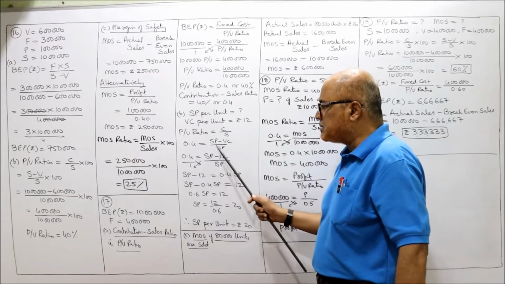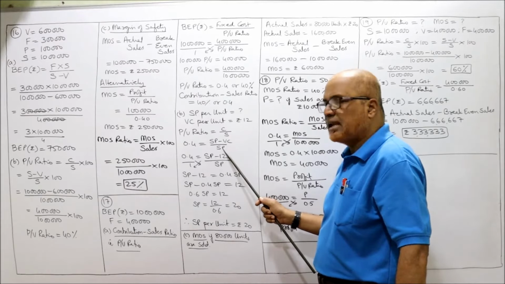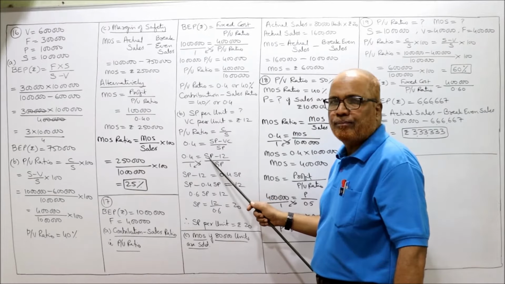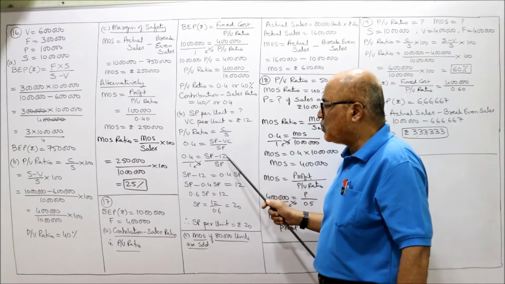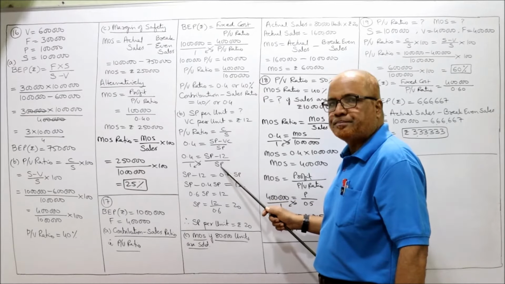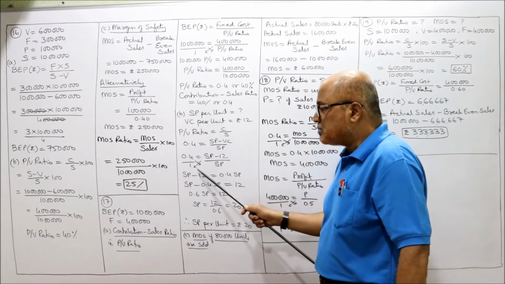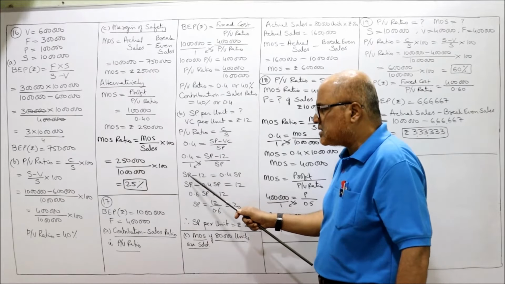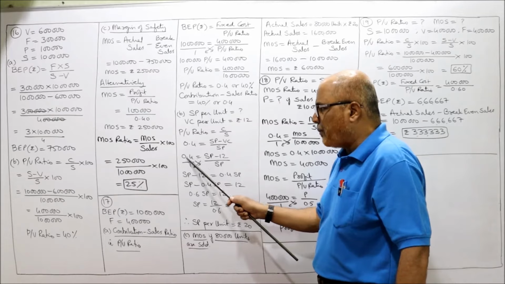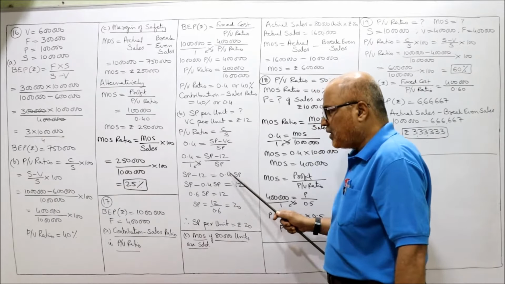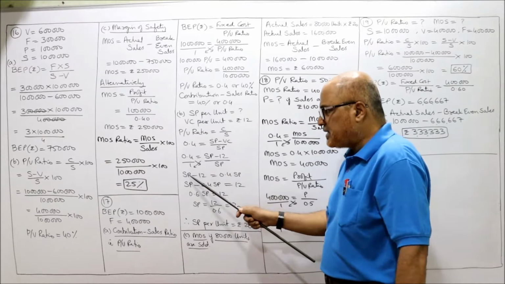So selling price minus variable cost divided by selling price. Now 0.4 is equal to selling price we don't have, but variable cost per unit is given, 12. In place of VC I am writing 12 divided by SP. Now I am making a cross multiplication. SP minus 12 into 1 is SP minus 12. Similarly 0.4 into SP is 0.4 SP. So LHS SP minus 12, RHS 0.4 SP.